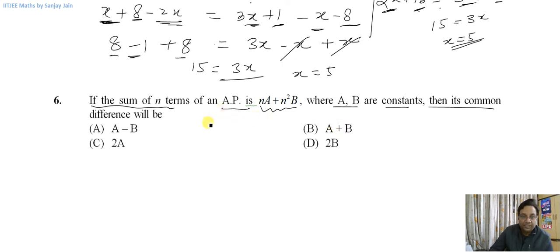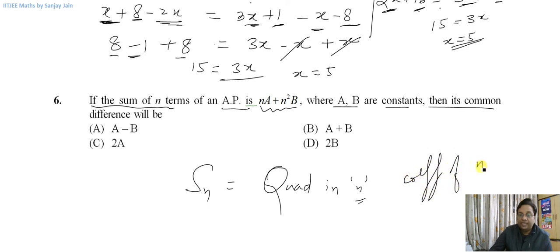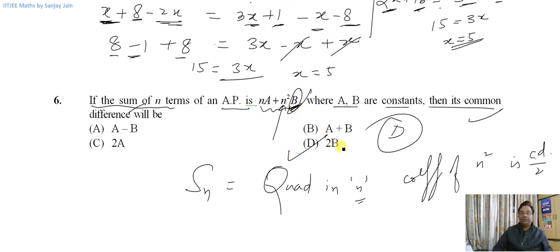Now we know that the sum of n terms of an AP is a quadratic expression in n where the coefficient of n square is half of the common difference. So what is the coefficient of n square in this question? It is b. It is half of the common difference. So what is the common difference? Common difference is double of it. Option D is the correct option, right?